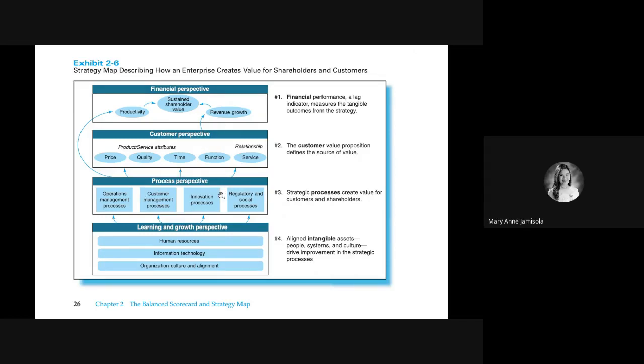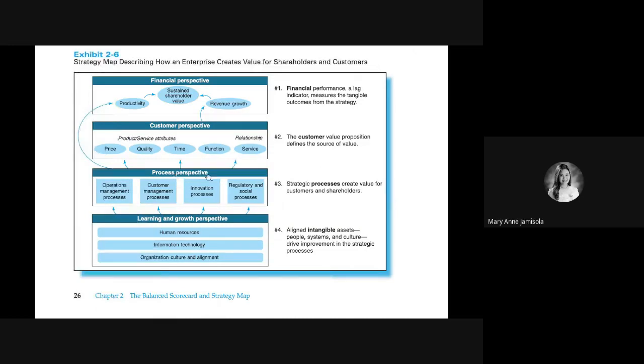And then we have the process perspective. The process perspective has four aspects. We have the operations management, customer management, innovation processes, regulatory and social processes. So for operations management, this relates to our day-to-day operations. For example, if we are a manufacturing company, then the operations are the factory together with the logistics, no, the flow of our products from our source to the plant, and then the actual manufacturing process, and then the packaging and so on.